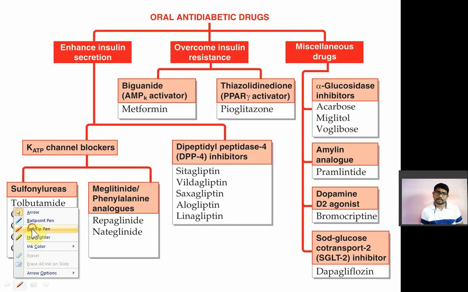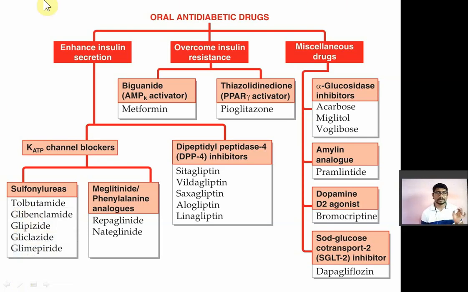Now, in case of type 1 diabetes, we have seen that there are types of diabetes: type 1, type 2, type 3, type 4. There are four types, but mostly two types. Most of the patients have two types of diabetes, type 1 and type 2.